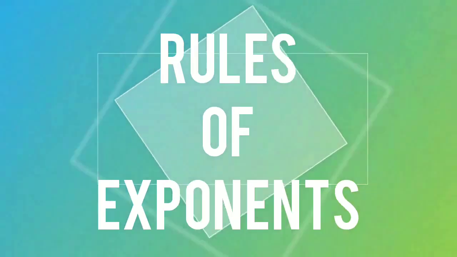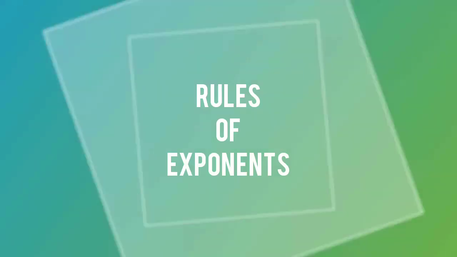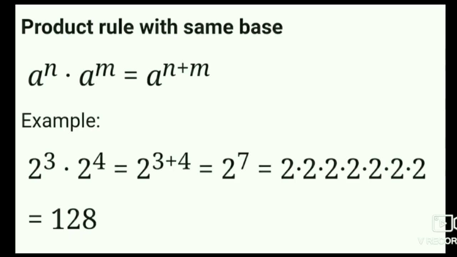Now let's have a look at a few rules regarding exponents. Our first rule is the product rule with same base. If we multiply two numbers having the same bases but different powers, then we have to add the powers. That is, a to the power n when multiplied by a to the power m will be equal to a to the power n plus m.